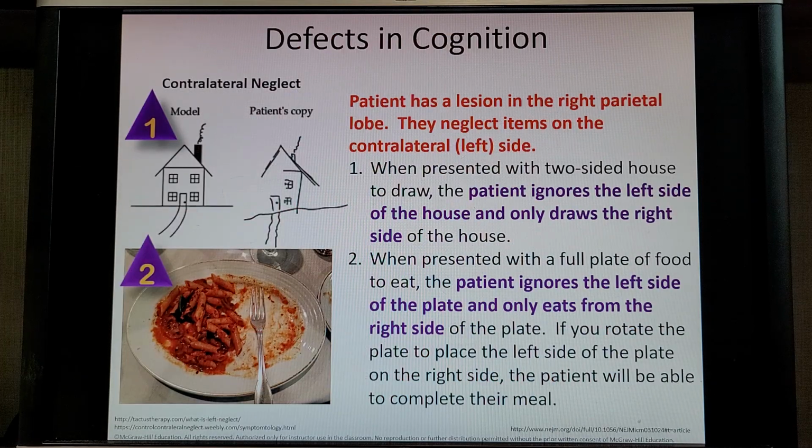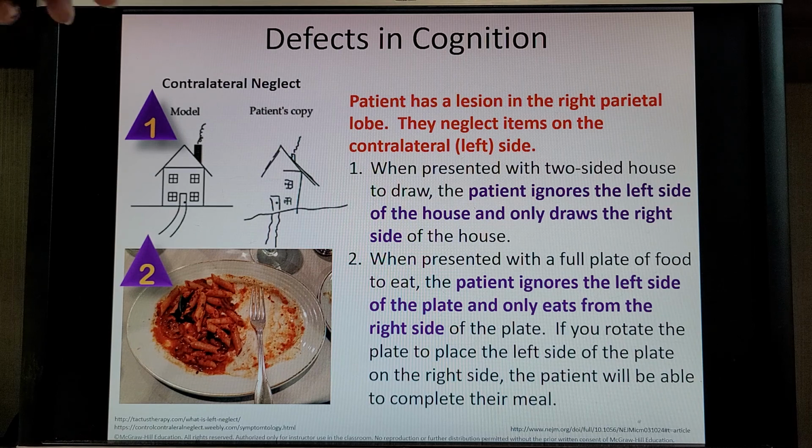So here are examples. This one is contralateral neglect. In this first section, we have a picture of a house. The patient who has a lesion in the right parietal lobe is going to ignore stuff that's on the contralateral side, because our information is going to cross over, or decussate, into the opposite side of the brain. Our right side of the brain controls and receives information from the left side. Our left side of the brain controls and receives information from the right side. So it's the opposite side of where you're getting your information.